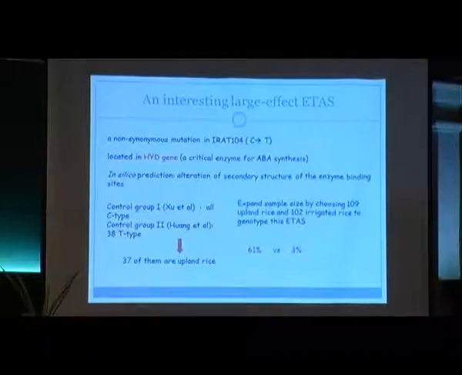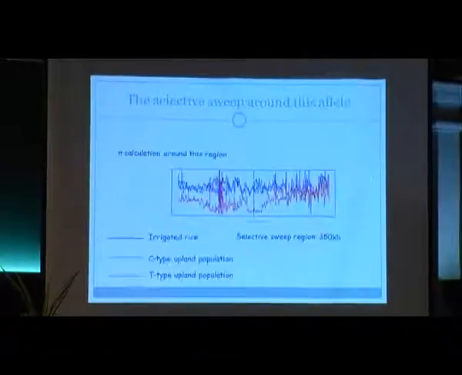Therefore, we went further to expand our sample size by choosing 109 upland accessions and 102 irrigated accessions to genotype this site, which results in an allele frequency of 61% of the T genotype in the upland population, but no more than 3% in the irrigated population. So you can see this is a huge allele frequency difference.